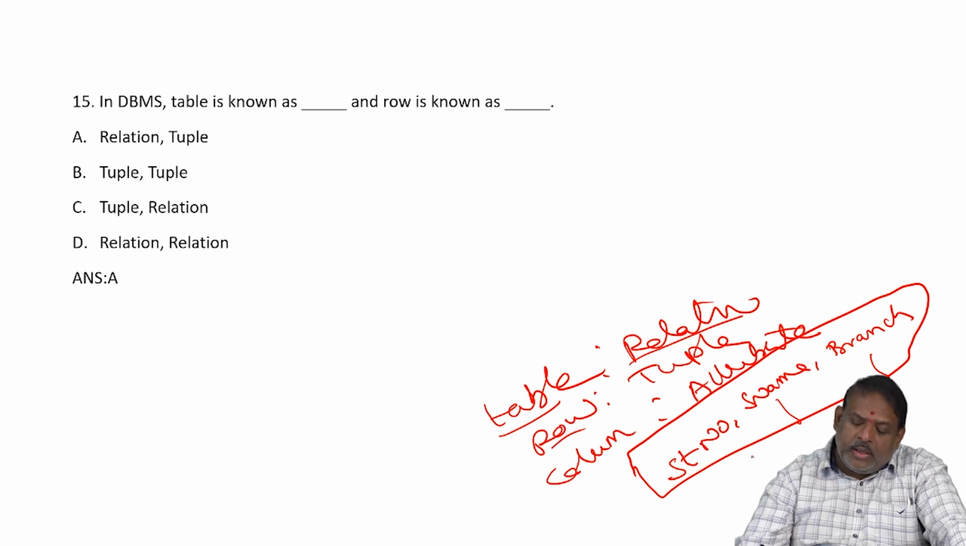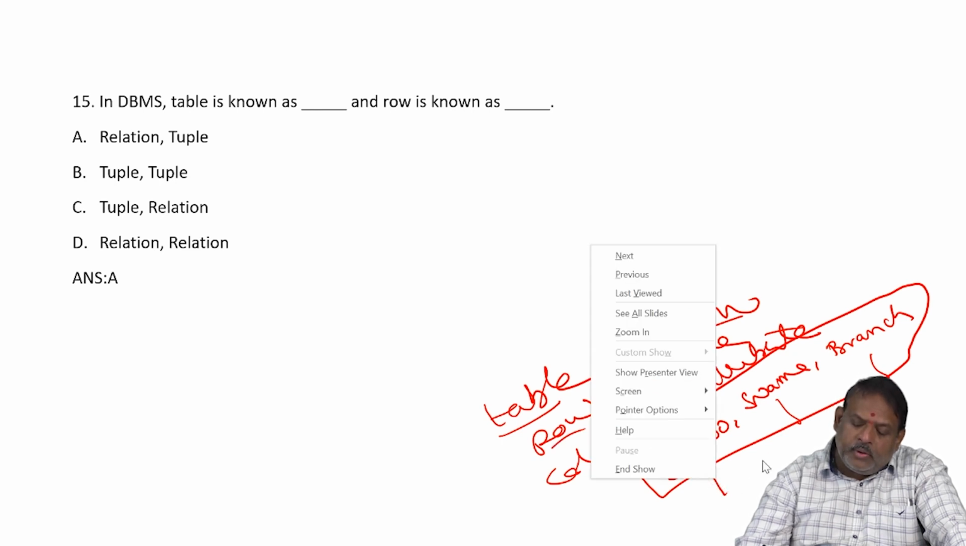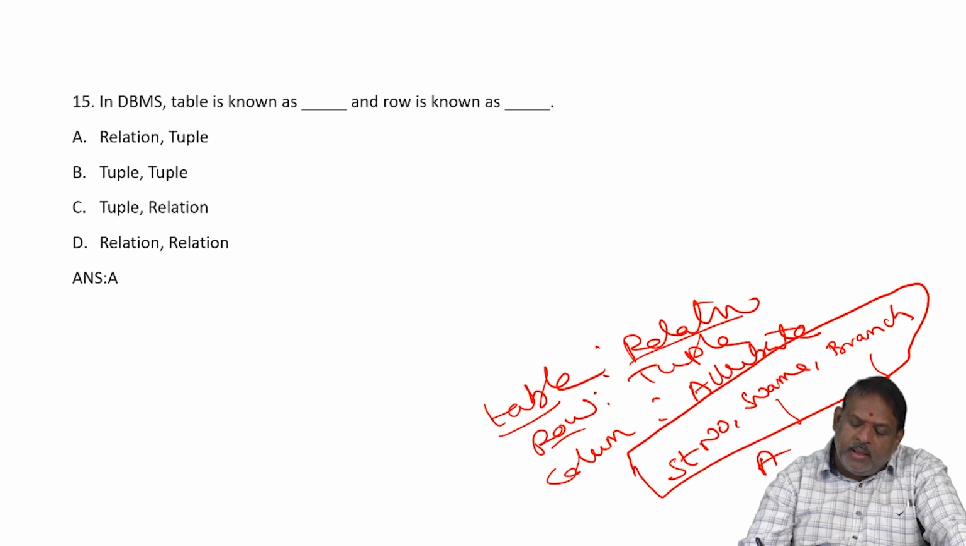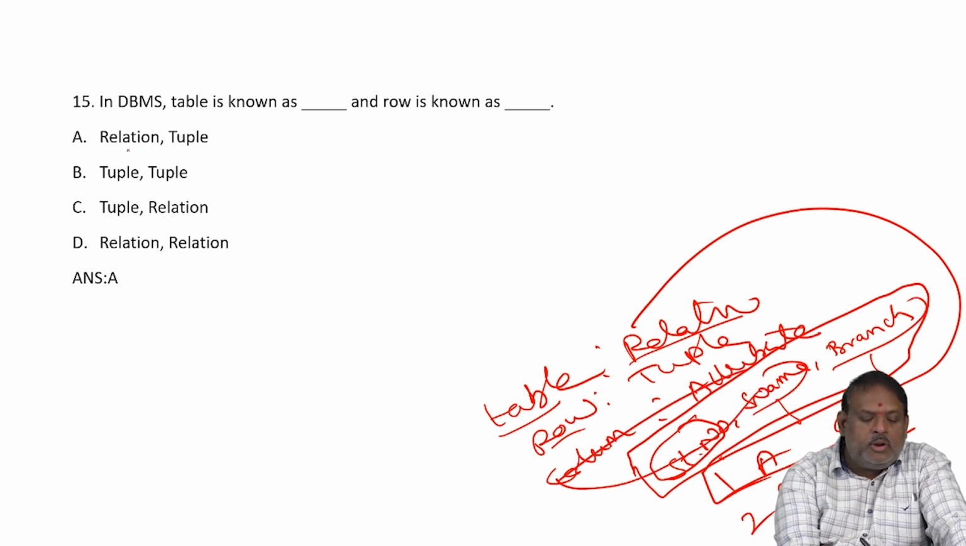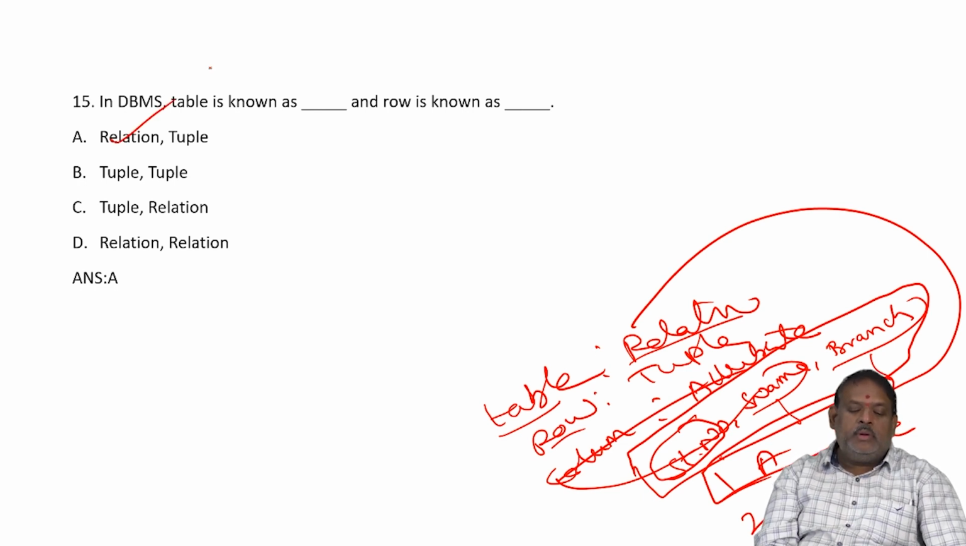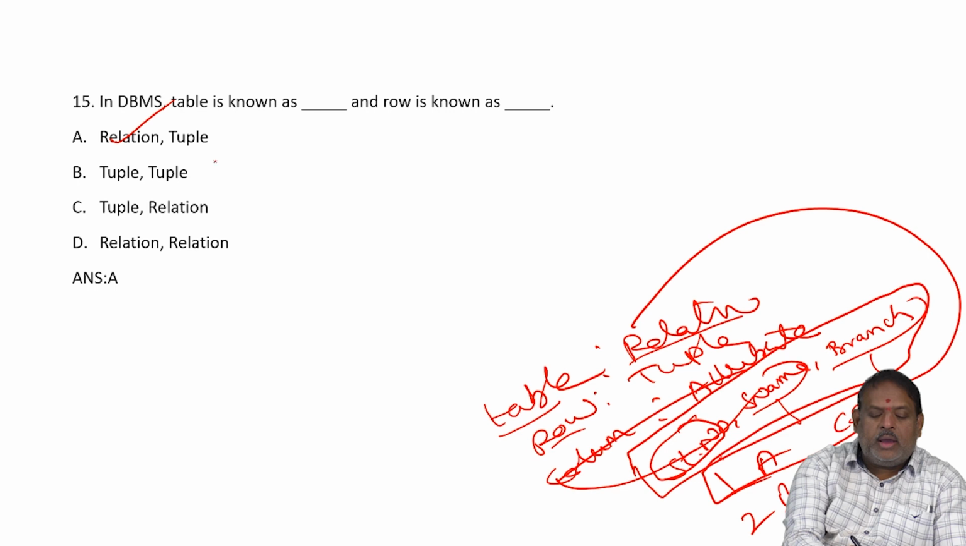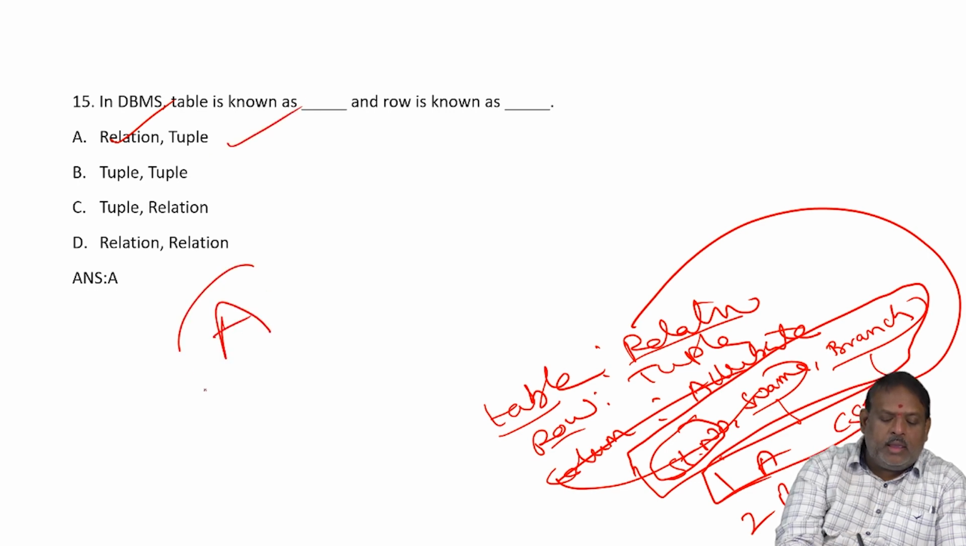Now, what is a row? Example: roll number 1, name A, branch CSE. That is one row. Then 2, B, ECE. Second student. This is a row, also known as a tuple. What are these columns? Roll number, name, and so on. All columns are also known as attributes. So in DBMS, table is known as relation, and the row is known as a tuple. So the answer is A.